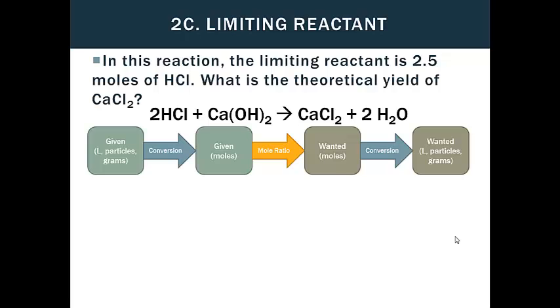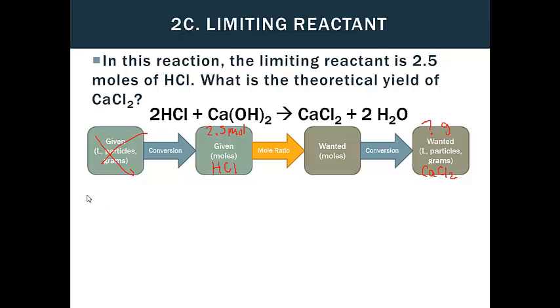In this reaction, the limiting reactant is 2.5 moles of HCl. What is the theoretical yield of calcium chloride? So in this case, I'm given 2.5 mole of HCl. And I want to know what the theoretical yield of CaCl2 is. So don't need this first box.